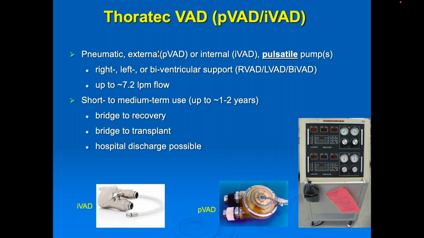The Thoratec VAD, which is a PVAD-IVAD, is a pneumatic external PVAD or an internal IVAD pulsatile pump. You can look at the numbers listed here on the screen as far as flow in liters per minute. These are used for short to medium-term use, up to 1 to 2 years, usually done for a bridge to recovery or a bridge to transplant. And hospital discharge is definitely possible.